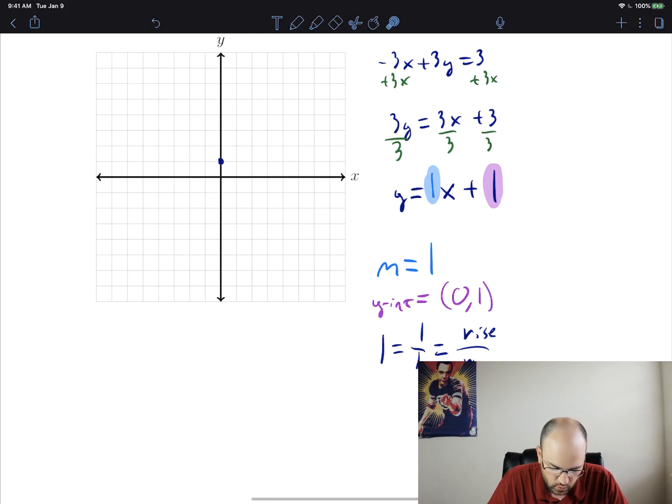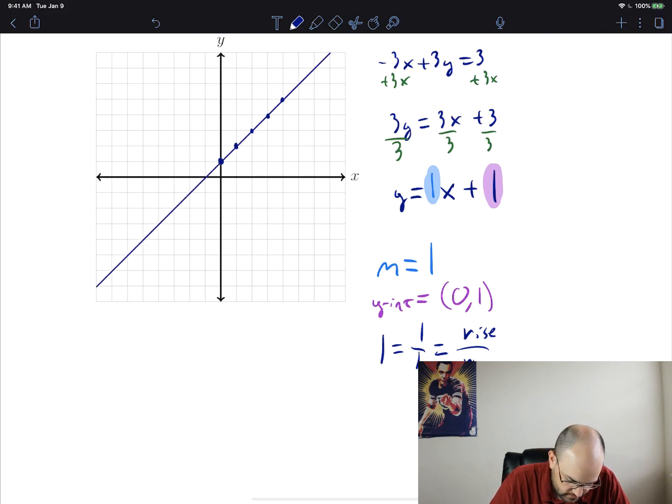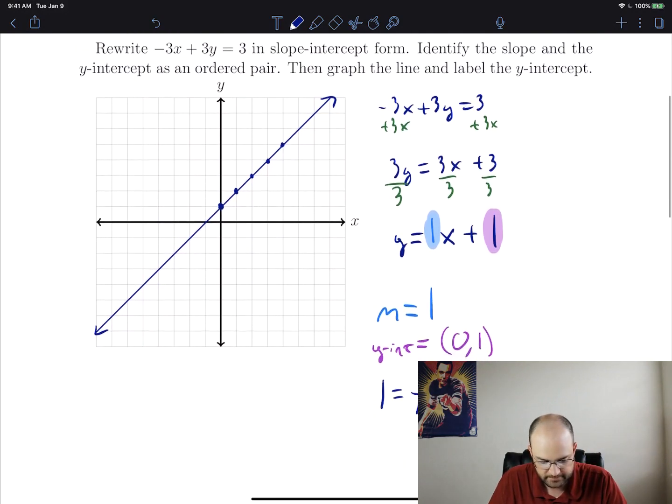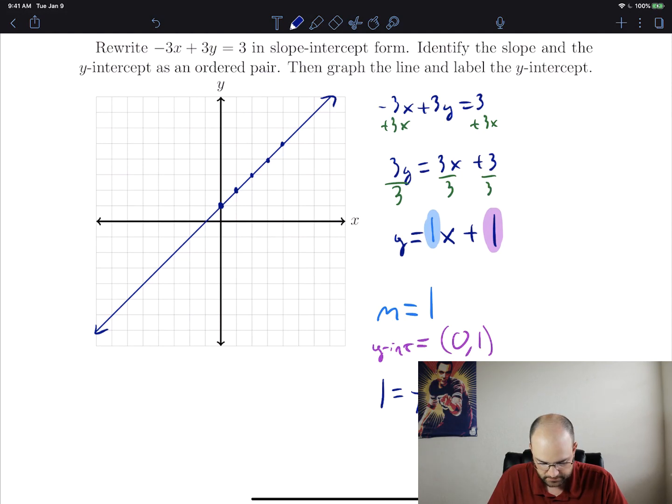So that would be another coordinate. Then I could do that again. Up 1, right 1. So that'd be another coordinate. See how many coordinates we can get just by doing this? Up 1, right 1, up 1, right 1, and so on and so forth, forever and ever. Connect them with a trusty straight edge, because we all have one, because it's part of our supplies. And there you go. That is the answer to the question.